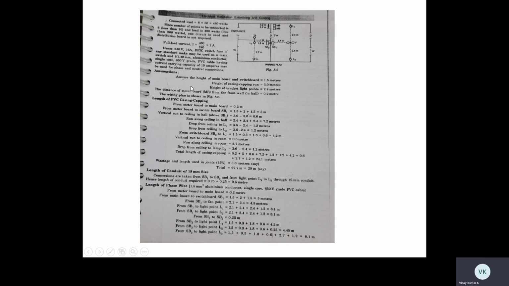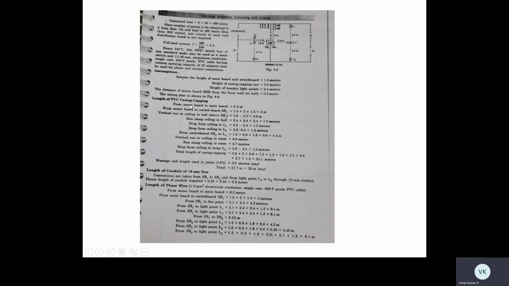Let's take the assumption that the height of the main board and switchboard is 1.5 meters. This is the basic general rule that we already studied: the main board and switchboard should be placed at 1.5 meters from the floor. The height of the casing and capping run is 3 meters, and the height of the bracket light points is 2.4 meters. That we can assume. The distance between the meter board and the front wall in the hall is about 0.2 meters, that we need to keep as spacing.